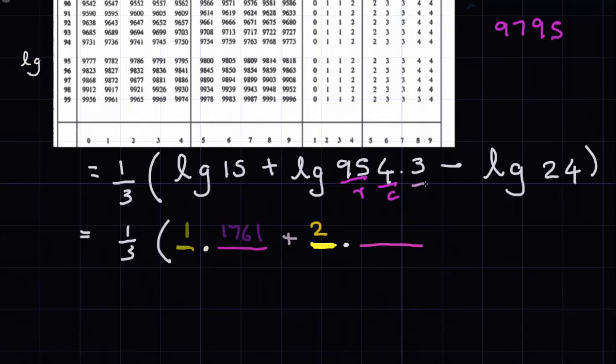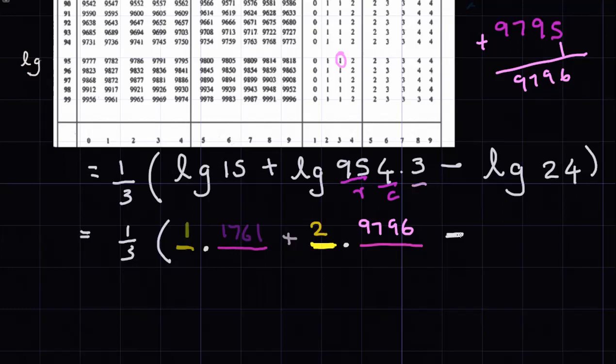So it's 9795, but we cannot go with that. There's a 3 here. What does that mean? We have to go to the mean difference table, and while being in the same row, the 95th row, see what's there in the 3rd column in the mean difference table. That's 1. So you've got to get that 1 and add it to this. So then it's 9796. So what's going to be the mantissa? 9796.